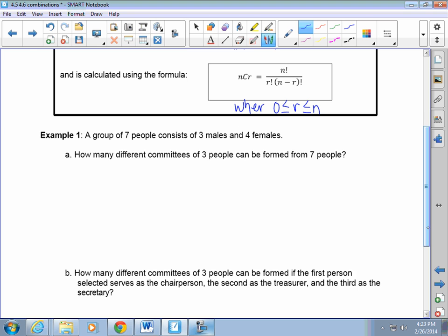Example 1 says, a group of 7 people consists of 3 males and 4 females. How many different committees of 3 people can be formed from these 7 people? It doesn't say that you have to pick Susie first, or that the first person you pick has to be a male with black hair or anything like that. It's just saying make us up a committee. So our order doesn't matter that we pick them in.